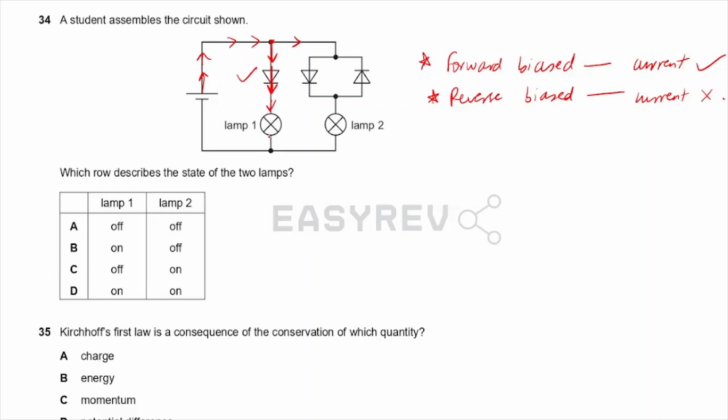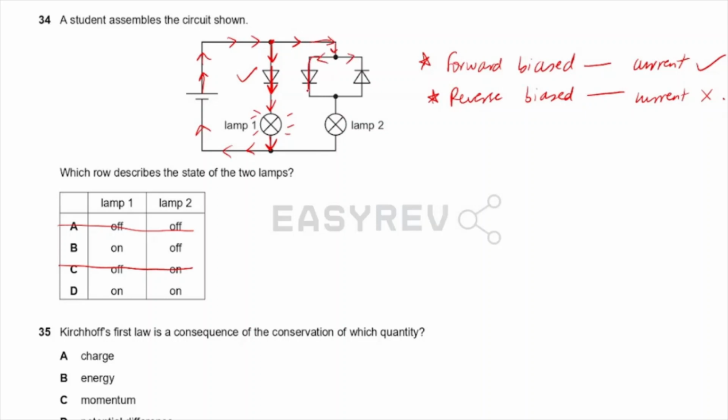So current will flow through and lamp 1 will definitely glow. So we can cancel out option A and C. Now let's look at what happens at lamp 2. At lamp 2, you have the current further splitting up.